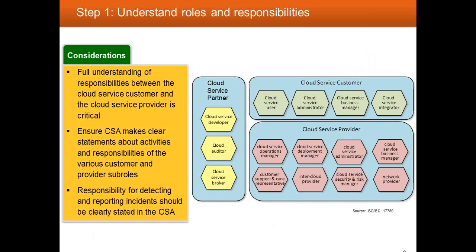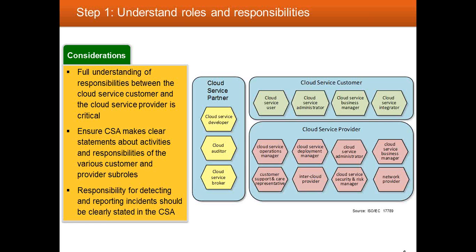So from a cloud customer perspective, one of the significant areas of risk involved with cloud computing is the division of activities and responsibilities between the cloud customer and the cloud service provider. It's critically important to have a full understanding of who is responsible for which activities to help ensure that there are no gaps that could potentially lead to problems in service usage down the road.